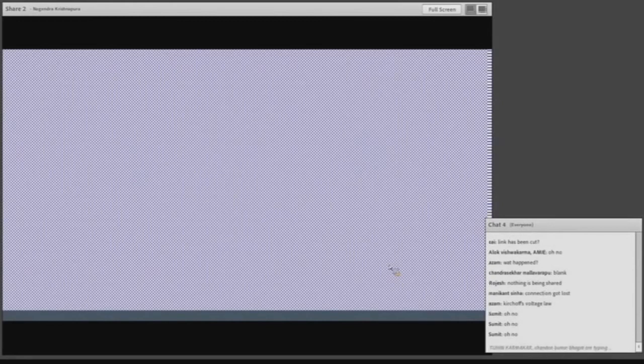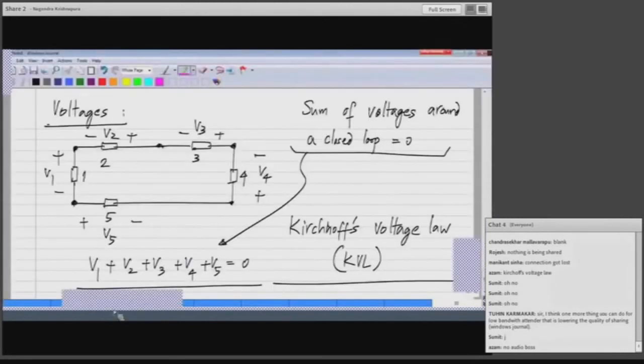Now it turns out that it can be violated if there is a significant time varying magnetic field cutting this loop. So this loop has a certain area, and it can enclose certain time varying magnetic fields. If there are time varying magnetic fields cutting the loop, then the sum of voltages doesn't have to be 0. But in most of the practical situations that we encounter, the time varying magnetic fields cutting our loops will be small enough that we can take the sum of voltages to be exactly 0.